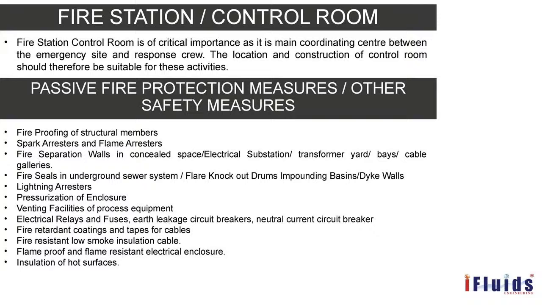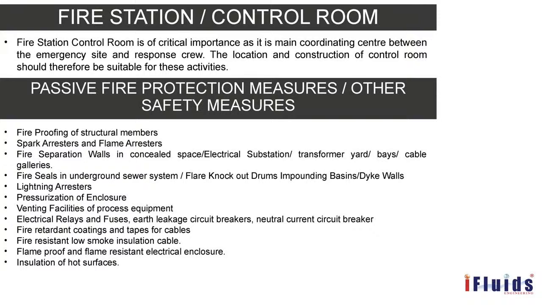impounding basins, fire seals, underground sewer system, lightning arresters, pressurized enclosures, venting facilities, electrical relays, fire retardant coatings for all the instrumentation cables, and smoke insulation cables. All have to be fire rated, and the electrical enclosures have to be fire rated or otherwise flameproofed. And wherever there is a hot surface, it has to be insulated. These are some of the major fireproofing requirements listed inside this particular standard.